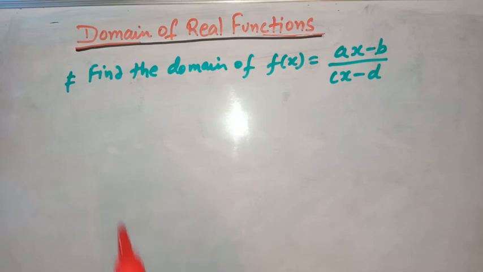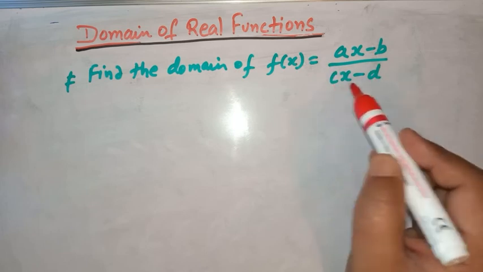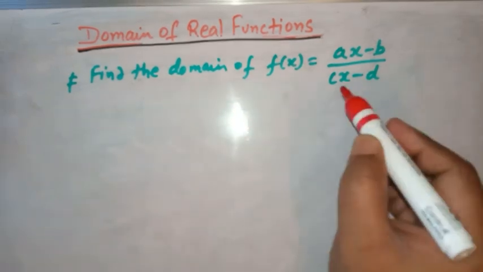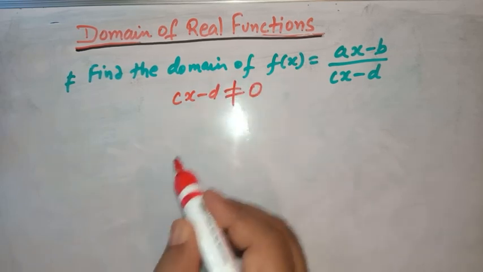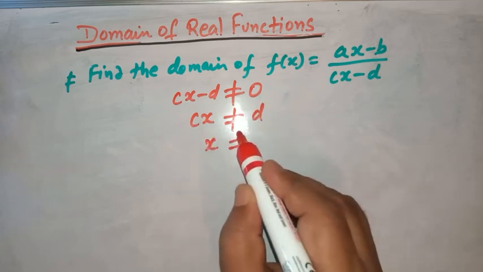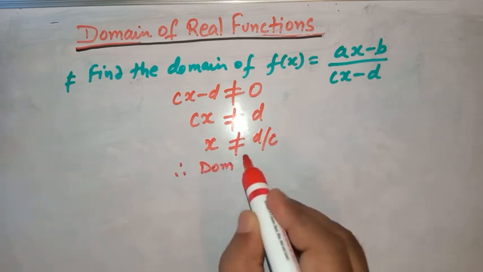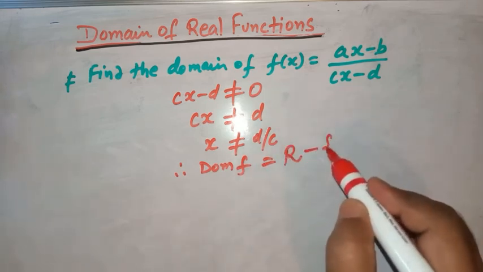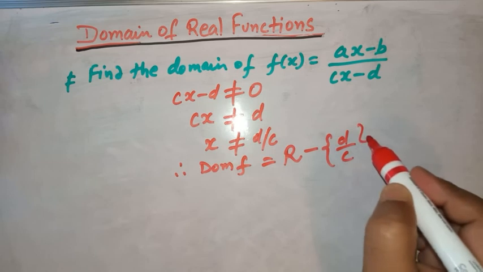Viewers, we have this problem here. Find the domain of f(x) = (ax − b)/(cx − d). Obviously those values of x are not defined which make cx − d equal to 0. So here cx − d should not be equal to 0, or cx should not be equal to d, or x should not be equal to d/c. Therefore the domain of f consists of all real numbers excluding this value of x, which is d/c. Clear?